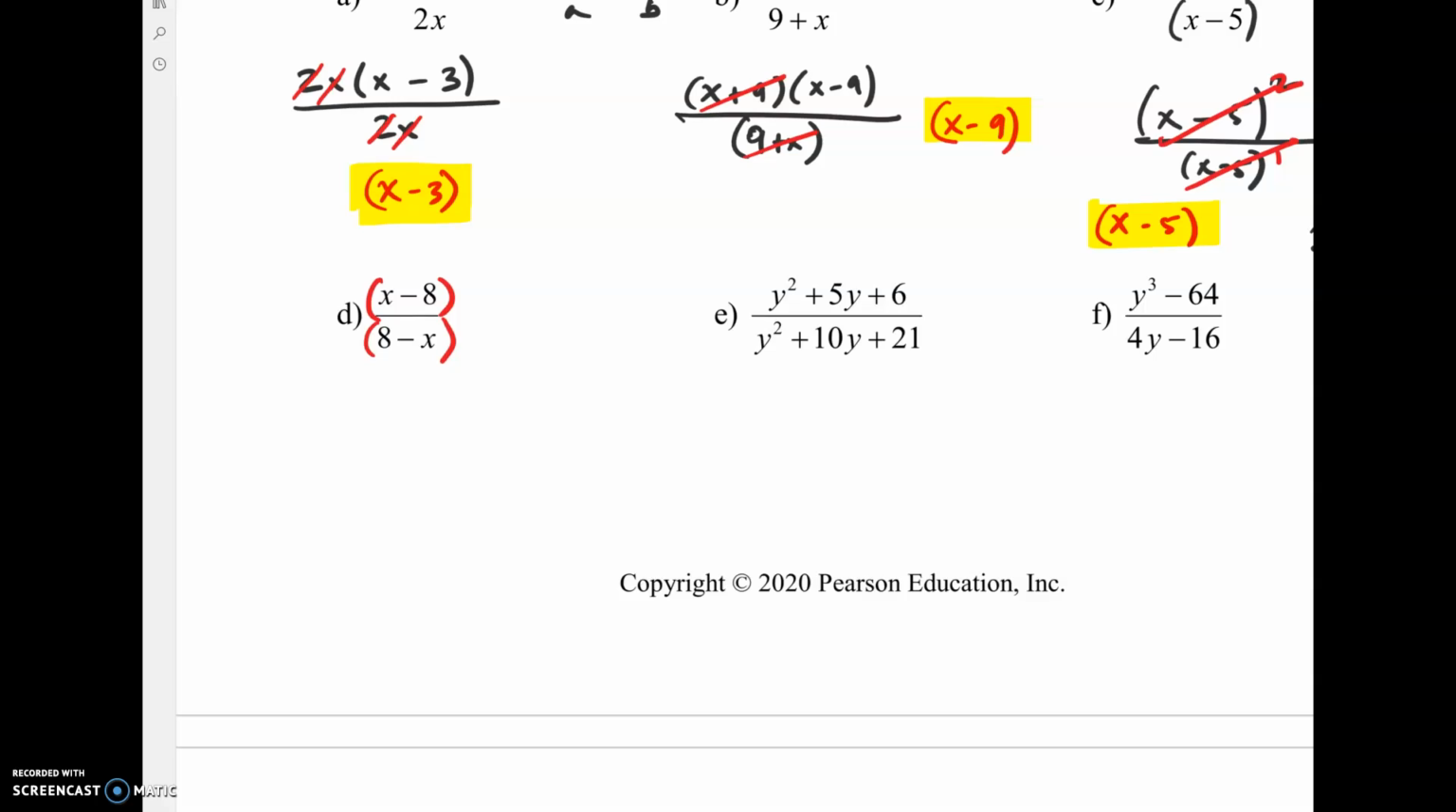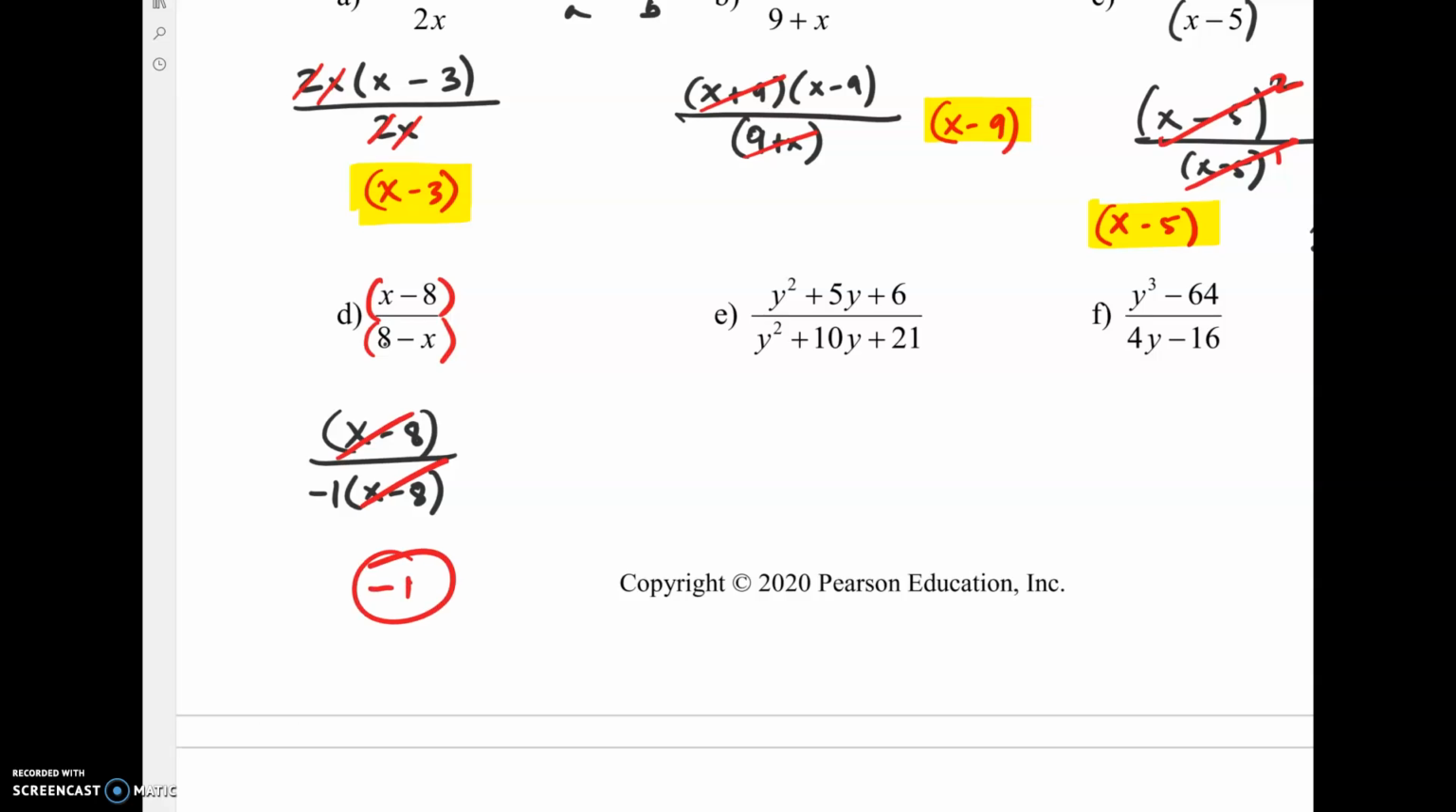So how we work is whenever they look almost the same but not the same, you can make them look the same. I'm going to leave my top the same, but from the denominator, I can factor out a negative 1. And remember, when you take out a negative 1, the sign gets changed. So negative x becomes positive x, positive 8 becomes negative 8. And now they're exactly the same. So your answer is negative 1.